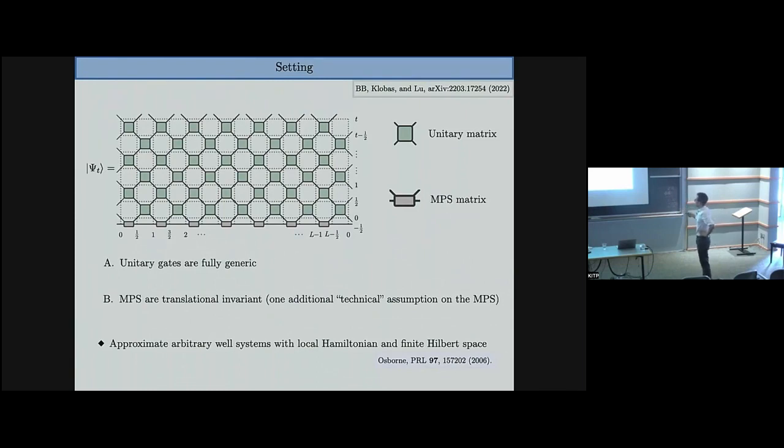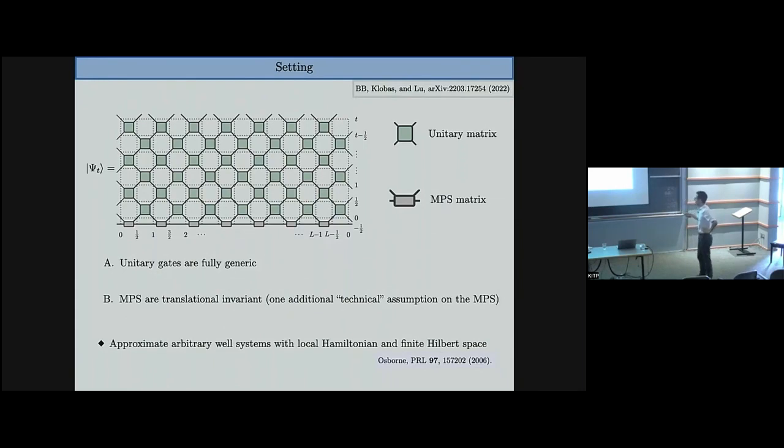So here, for me, these square blocks are unitary matrices, while these gray blocks at the bottom represent the initial state, which for convenience I take in the form of a matrix product state. And in particular, the unitary gates that form the circuit will be fully generic. They can be, for example, position dependent or not, or whatever. The important point is that they are unitary. Instead, the initial state, the initial MPS, will be translational invariant.